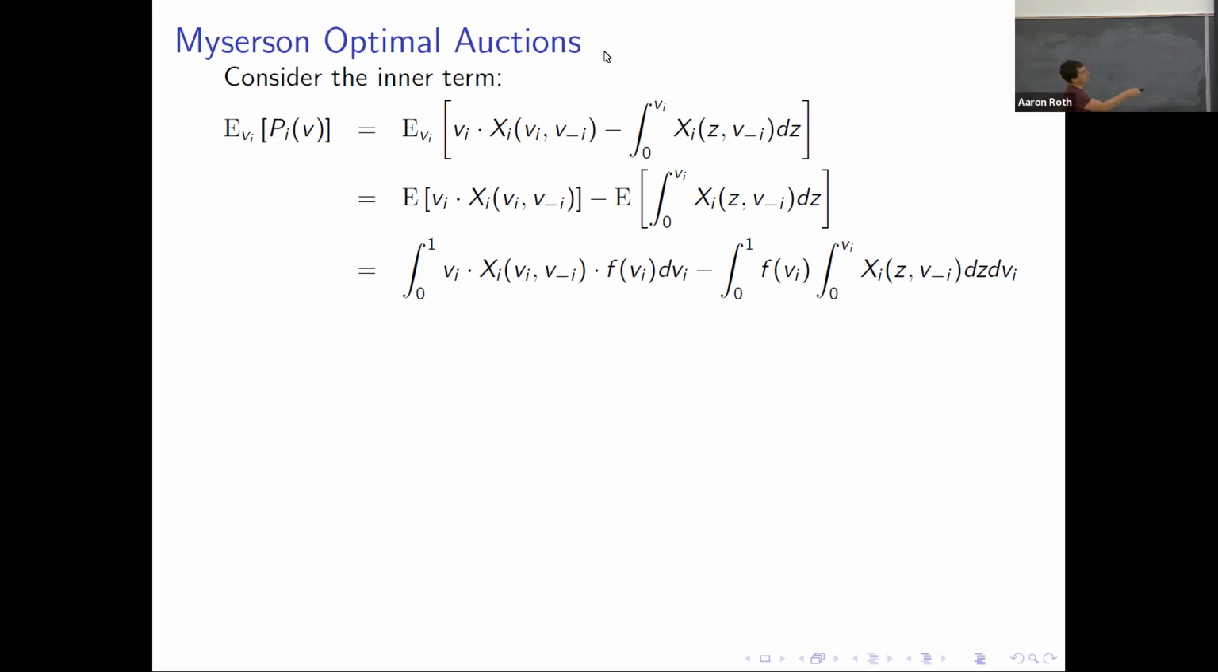And I can do the same thing here. This is also an expectation over v_i. So I'm taking the expectation over this integral from 0 to v_i of the allocation I would get when I bid something lower, z. And it's the expectation over v_i, so I just integrate over all possible values that v_i might take, 0 to 1, and I weight them by the probability of having that value. This is just expanding out the definition of an expectation. No funny business yet, just expanding out the definition.